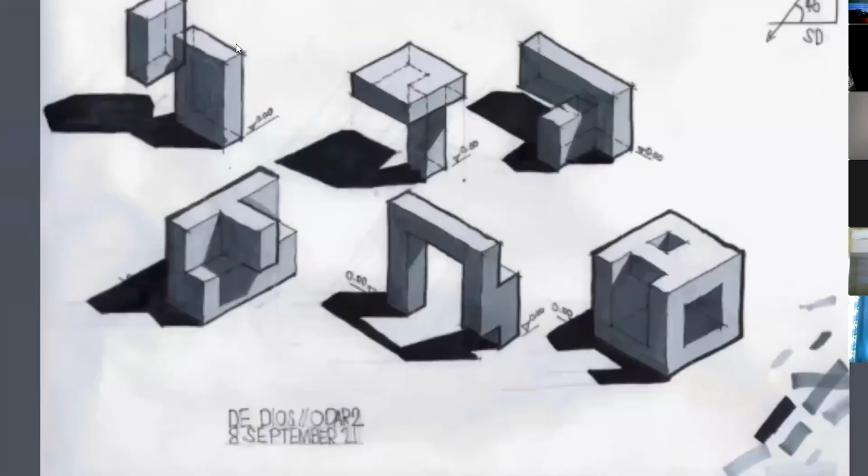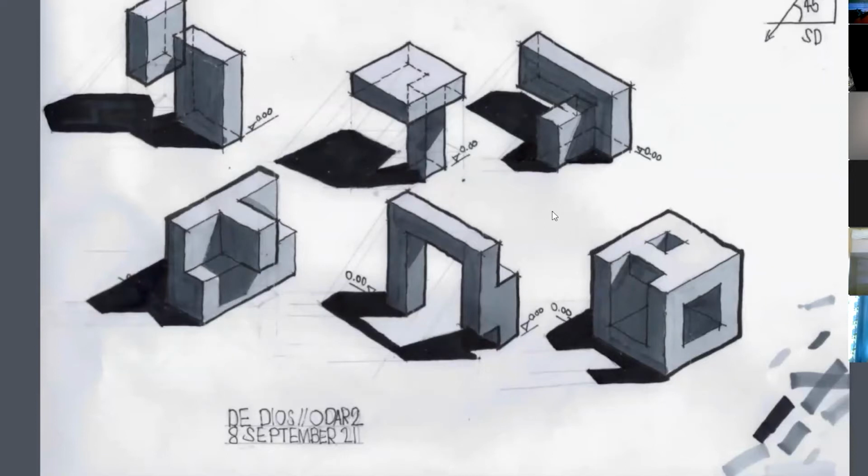Let's zoom in. Ayun. Great. Yeah. Okay. Did you just print this out and then did the exercise, Miss Mo? Yes, sir.